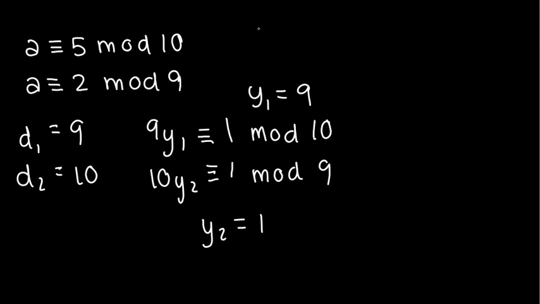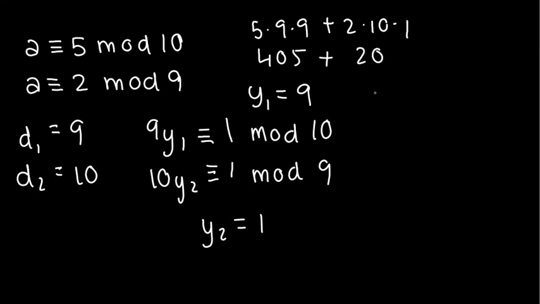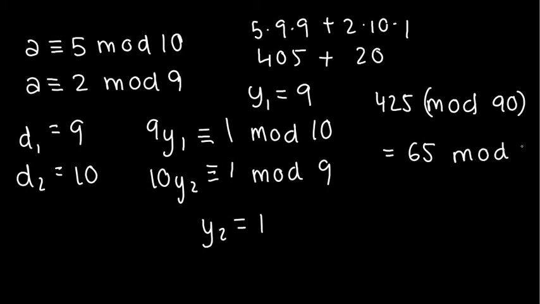So now we just have to do a little multiplication and addition. You just have to do 5 times 9, which is equal to 405, plus 2 times 10 times 1, which is equal to 20. So that's 425, and we do this all mod 90. We can simplify this and we get 65 mod 90. So this is the smallest positive value that we can get.